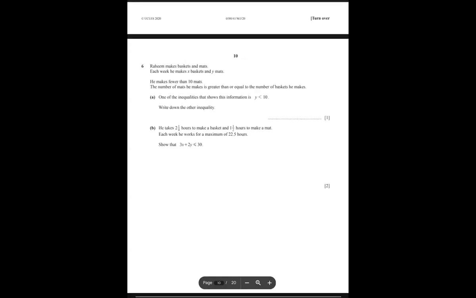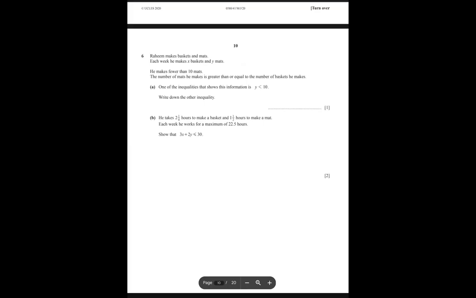Oh, inequality. Rahim makes baskets and mats. Each week he makes x baskets and y mats. He makes fewer than 10 mats, so y is less than 10 from this information. Okay, the number of mats he makes is greater than or equal to the number of baskets he makes. So from this, y must be greater than or equal to x.